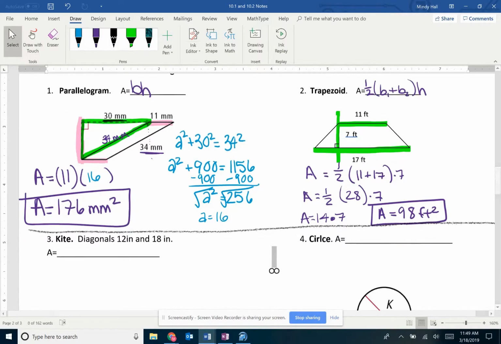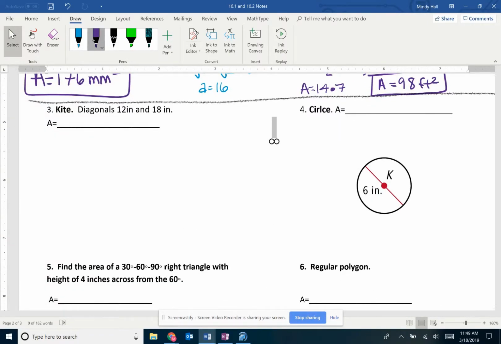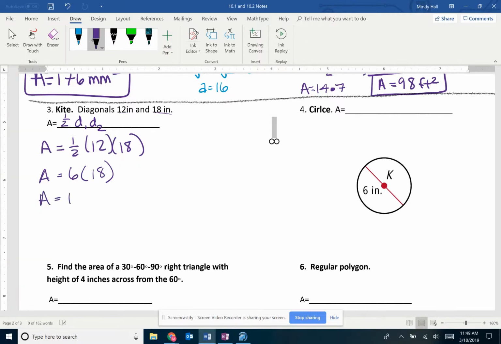Okay. Let me draw myself a little line. All right. So for this one, we don't have a picture, but we do know it's a kite, and it has diagonals of 12 and 18. So if you remember the formula, it is 1/2 times diagonal 1 times diagonal 2. So because we already know our diagonals, we'd have area equals 1/2 times 12 times 18. And if you type it into the calculator straight away, that's fine. Half of 12 is 6. So then 6 times 18 is 108. And this is going to be inches squared.